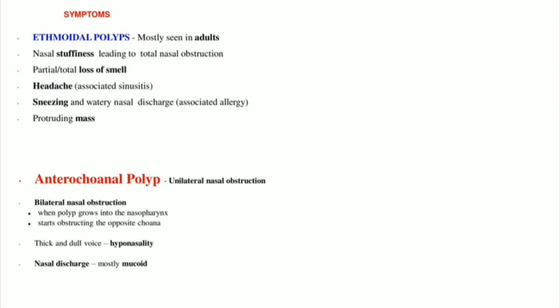Ethmoidal polyp can present with headache, sneezing, and watery nasal discharge. AC polyp presents with unilateral or bilateral nasal obstruction depending upon the growth. There is thick and dull voice, that is hyponasality. The nasal discharge in AC polyp is usually mucoid.